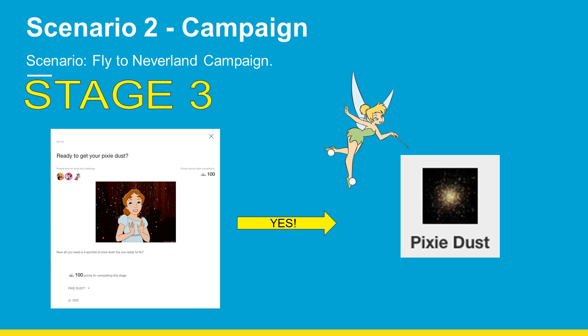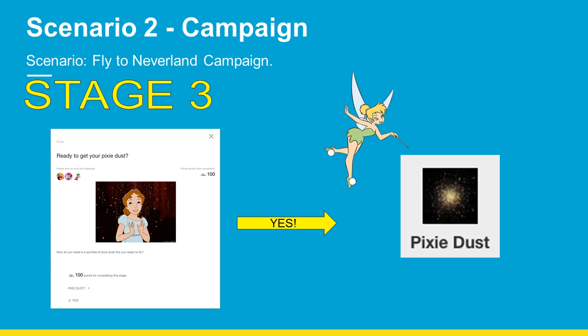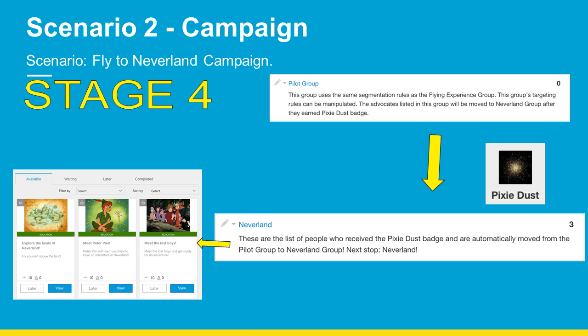So this is important because in the pilot group, I've excluded any members who earn pixie dust, so that they will be automatically taken out of the pilot group and onto the Neverland group. As you can see in my workflow here: from pilot group, pixie dust badge, Neverland group, and then in the Neverland group, they have access to all other challenges in that group, specifically for that group.